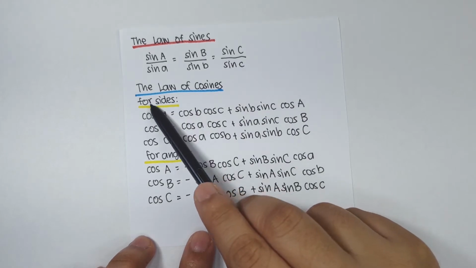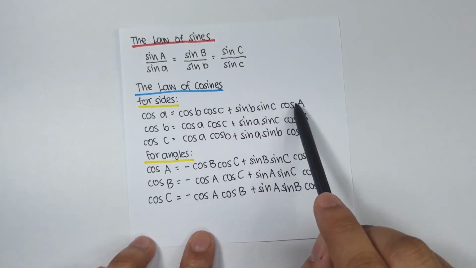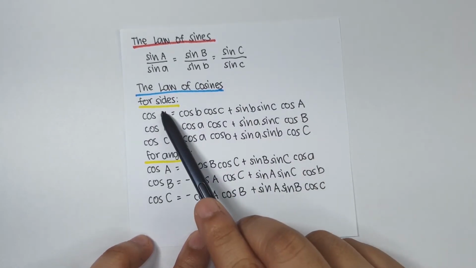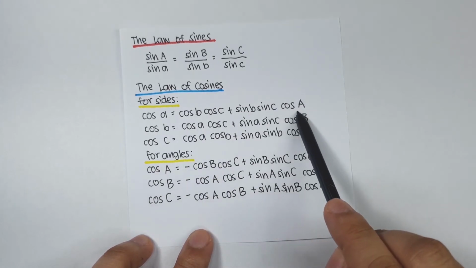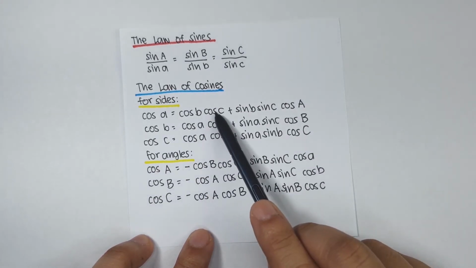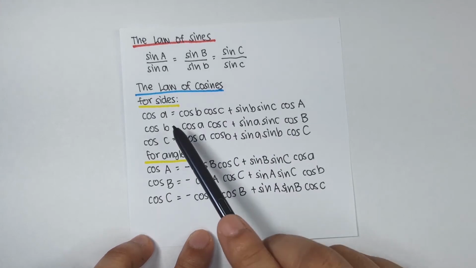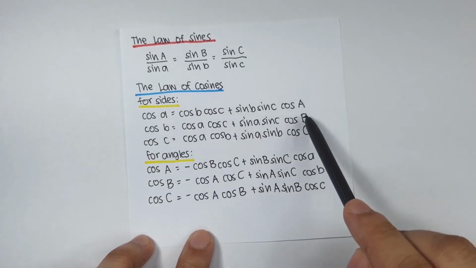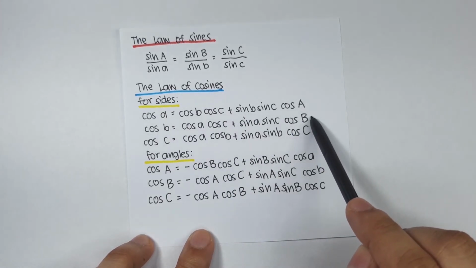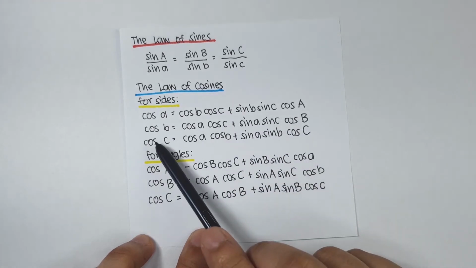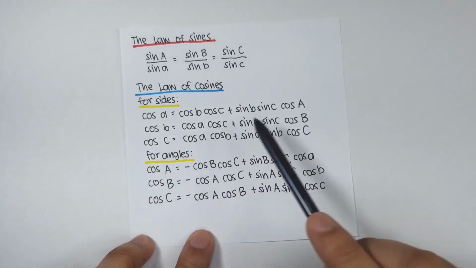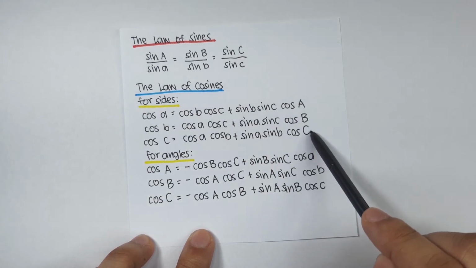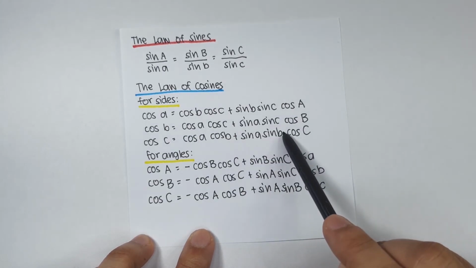The law of cosines for sides is cos, cosine, sin, cos. So if you have cosine of side A, then this must be cosine of angle A, then BC, BC. If this is cosine of side B, then this must be cosine of angle B, then AC, AC. Lastly, if this is cosine of side C, then this must be cosine of angle C, then AB, AB.